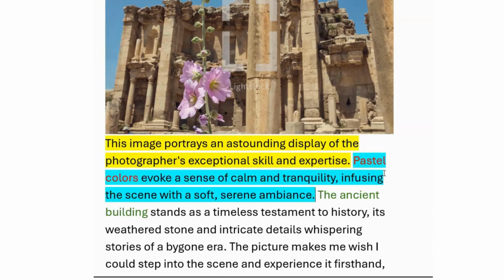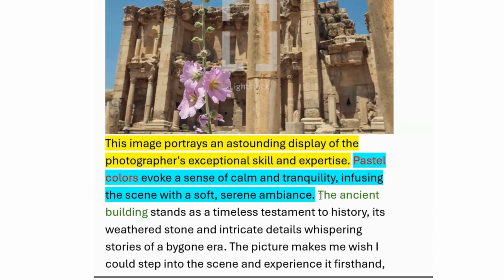So as I said, pastel color means the light colors evoke, like bring out, a sense of calm and tranquility, like a feeling of peace, infusing the scene with a soft, serene ambience. Like this, infusing means that it's making the scene, ambience, environment. Like the whole thing is very soft and peaceful.